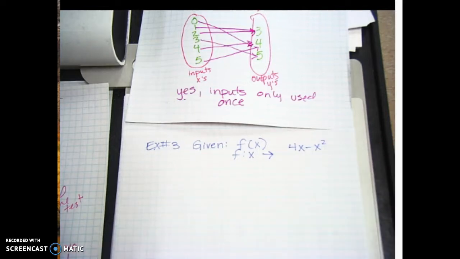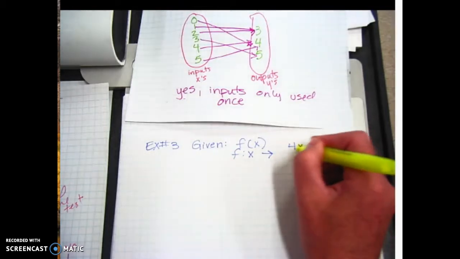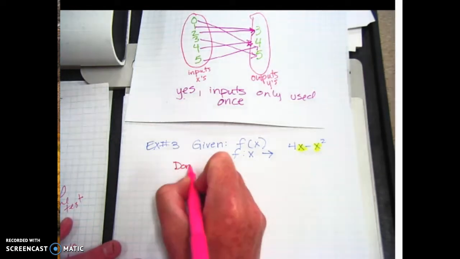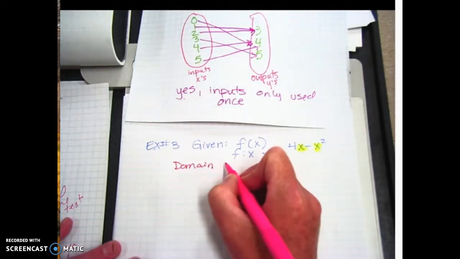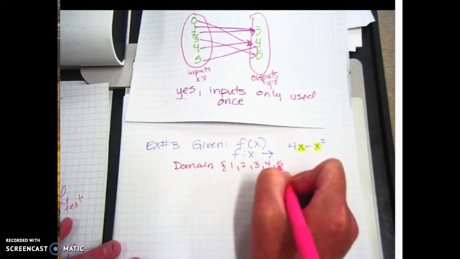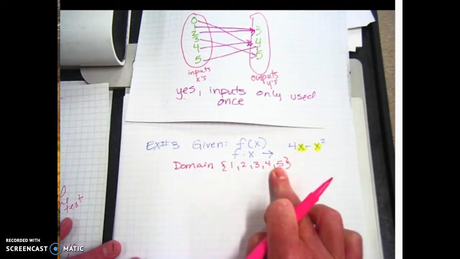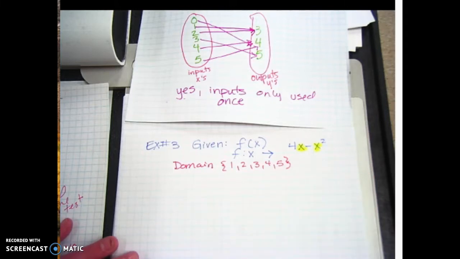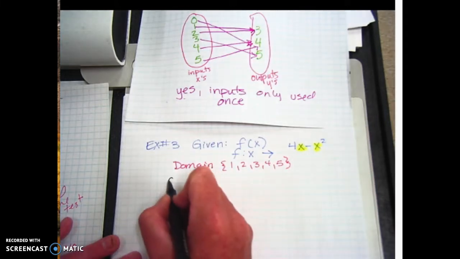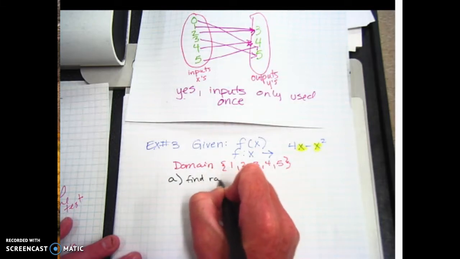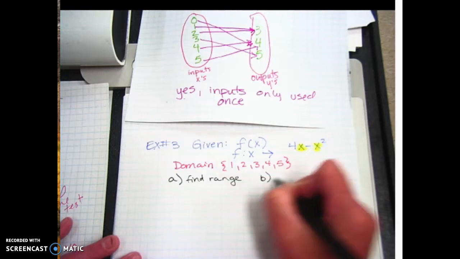Okay? Basically, every time you see the x, you're going to plug in the values that they give you. All right? So if I give you a domain of 1, 2, 3, 4, and 5, it means to take those values, and every time you see x, you're going to plug it in. So we're going to do 2 things. First, we're going to find the range. And then second, we're going to graph it.